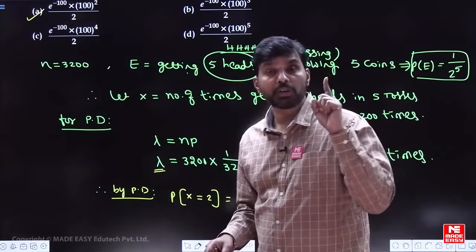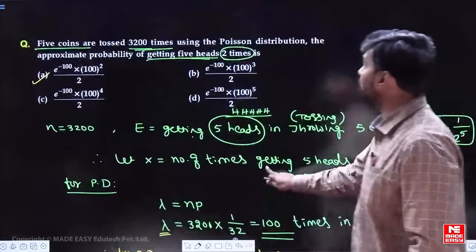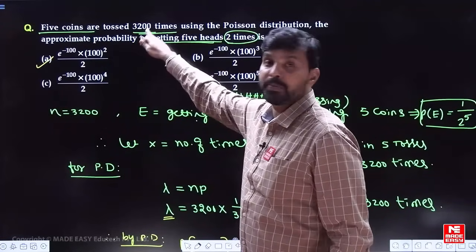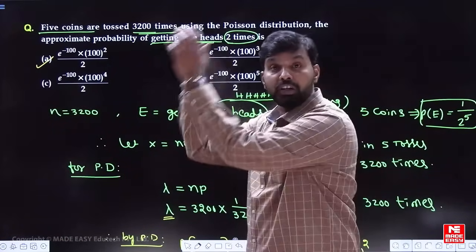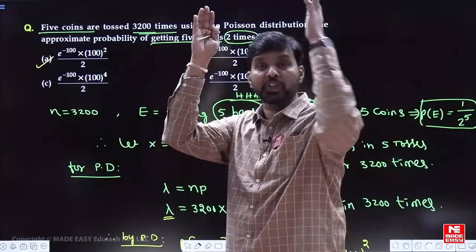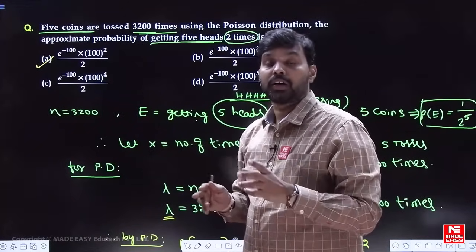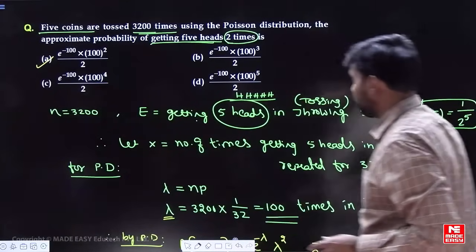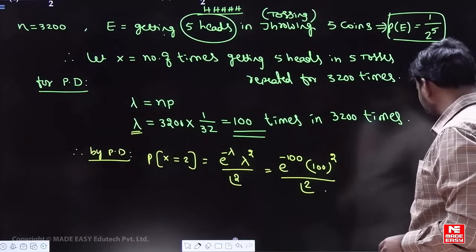If it is 3200 times, and he is also asking the probability of getting 5 heads 2 times when it is repeated for 3200 times. So with 3200 repetitions of the experiment, what is the probability that we are getting all 5 heads twice? That is the way you calculate it using the Poisson distribution here.